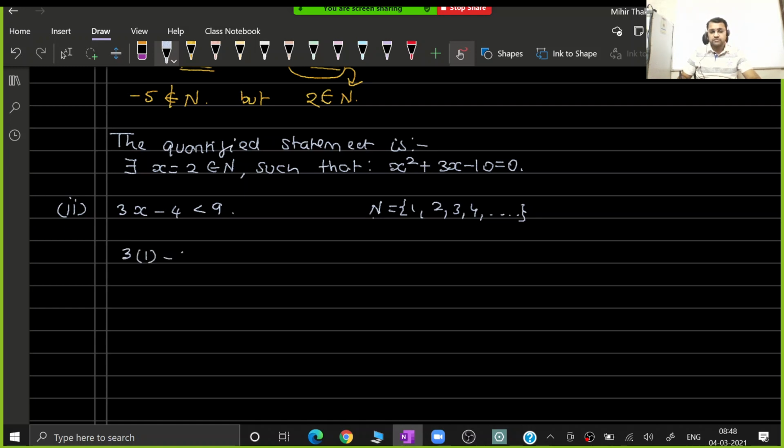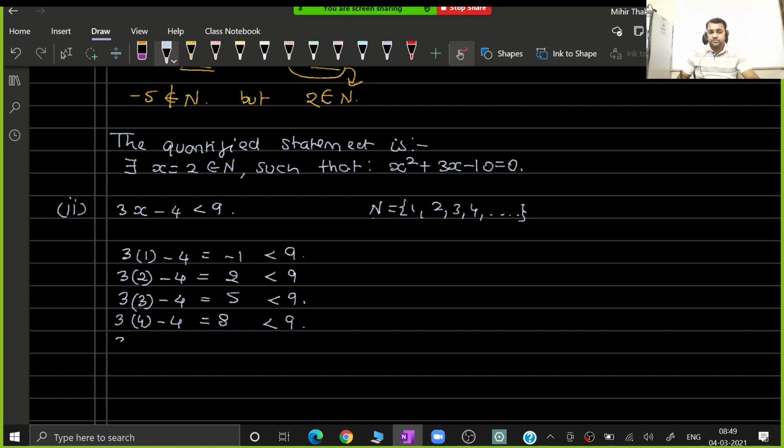3 into 1 minus 4, which is equal to negative 1. Definitely it is lesser than 9. 3 into 2 minus 4, that is 6 minus 4, is going to be equal to 2. Again it is lesser than 9. 3 into 3, the next natural number is 3. So 3 into 3 minus 4, 9 minus 4 is 5. Again, it has to be lesser than 9. 3 into 4, that is 12. 12 minus 4 is equal to 8. Again, it is lesser than 9.